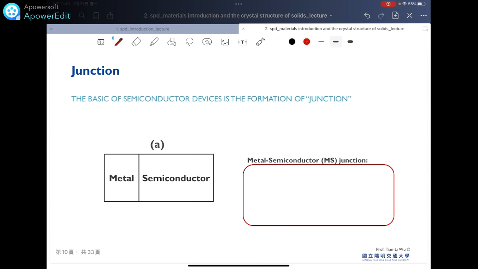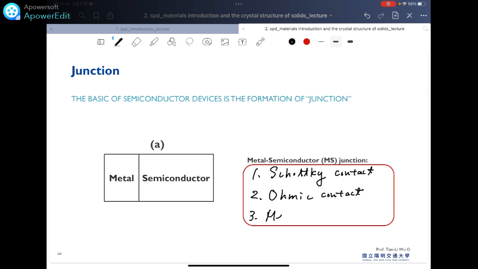Okay, so let's look at the first one, the junction between the metal and semiconductor. This is what we typically call the MS junction, the metal semiconductor junction. And there are three different types of MS junction. The first one is a Schottky contact. The second one is Ohmic contact. And the third one is a metal semiconductor transistor. That's typically what you call a MOSFET.